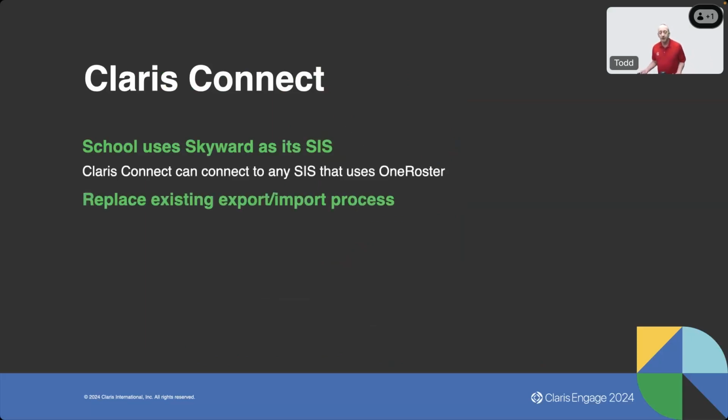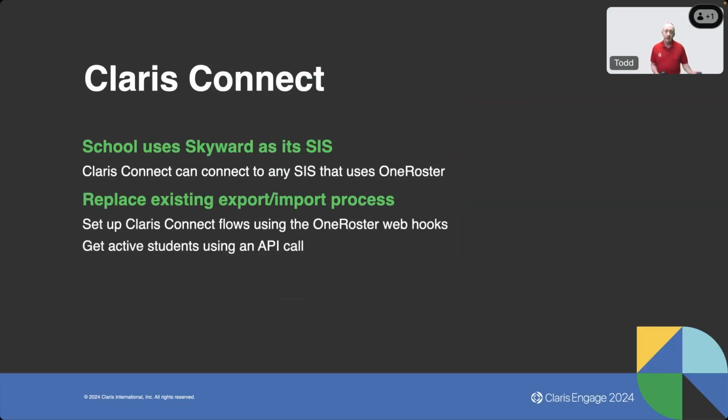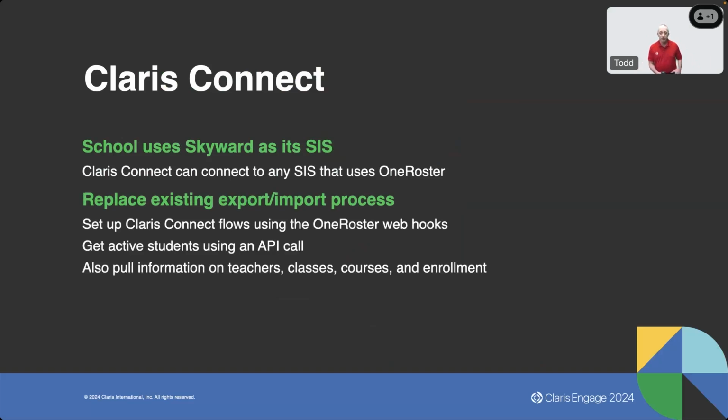And so what that's allowed us to do is replace some of those existing export and import processes that we were doing manually. The way that we do that is that we've set up Claris Connect flows using OneRoster webhooks. And from there, update FileMaker to get the active students using API calls rather than relying on that export file. But in addition to just getting the students, which we could already do with that export file, now we're able to pull information on teachers, classes, courses, and enrollment, or the schedules for each student.